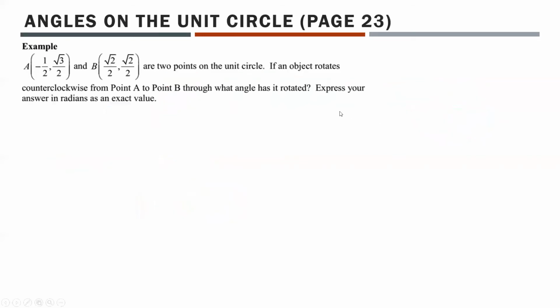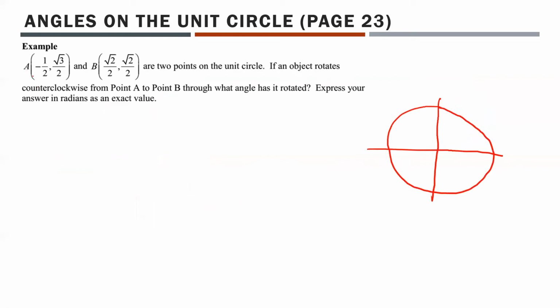Anyway, next up. Angles on the unit circle, page 23. Okay, so we have two different points on a unit circle. If the object rotates counterclockwise from point A to point B, through what angle has it rotated? Express your answers in radians as an exact value. Okay, so this one's kind of interesting. I'll draw a little bit of a unit circle here. Not a fully labeled one, of course, but just a unit circle here as best I can.